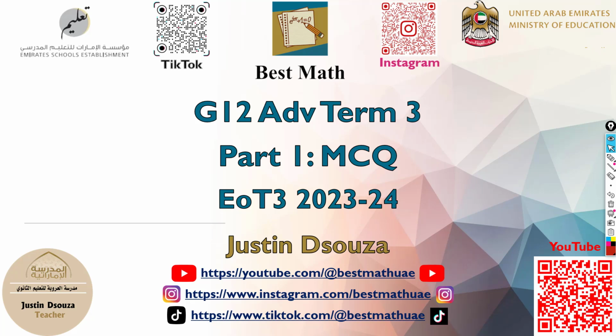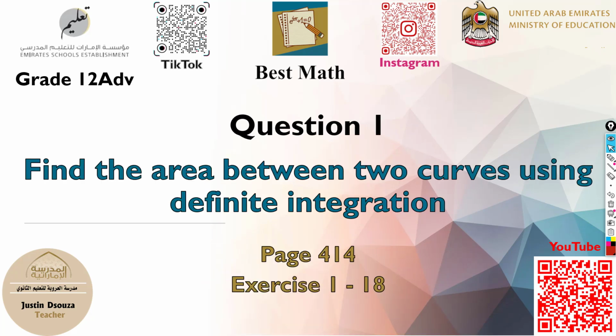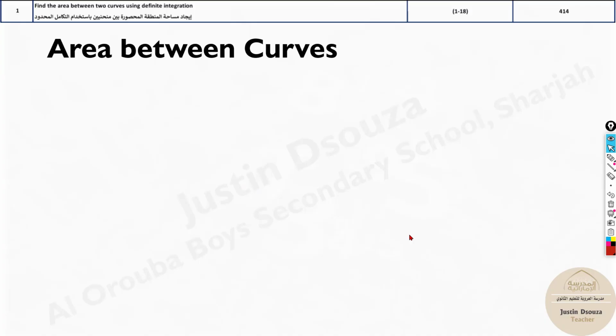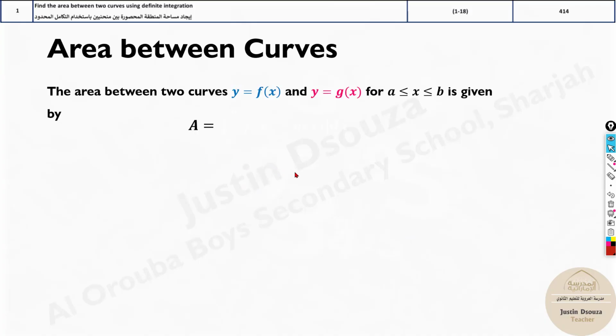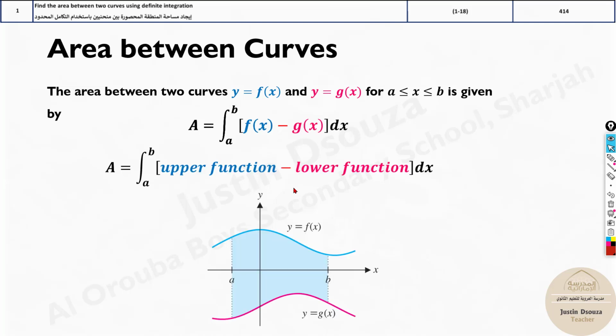Here we are with the part 1, the MCQ or the electronic part in your term 3 exam. This is for grade 12 advance. The first question is to find the area between curves using definite integration. That means the limits will be given or you need to find it out. Please note that in these problems, I will use the shortcut methods or the calculator methods. Since you have 4 options, you can directly solve the problem and check the correct option and get the answers.